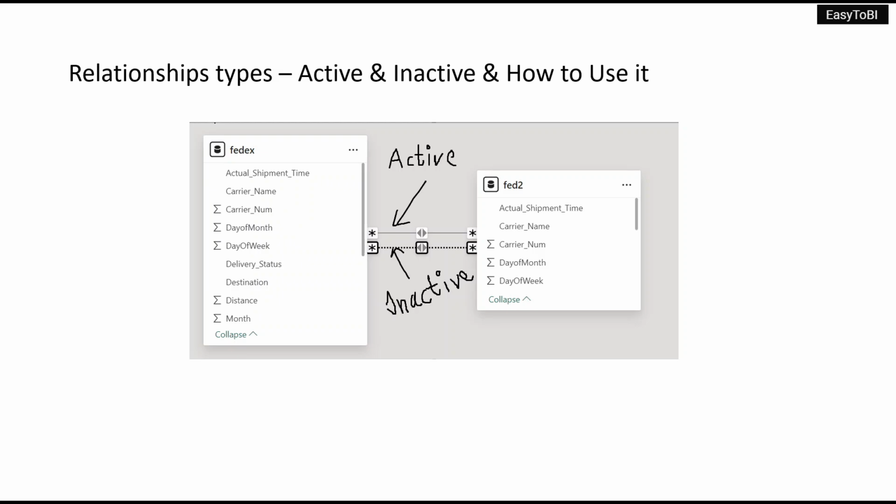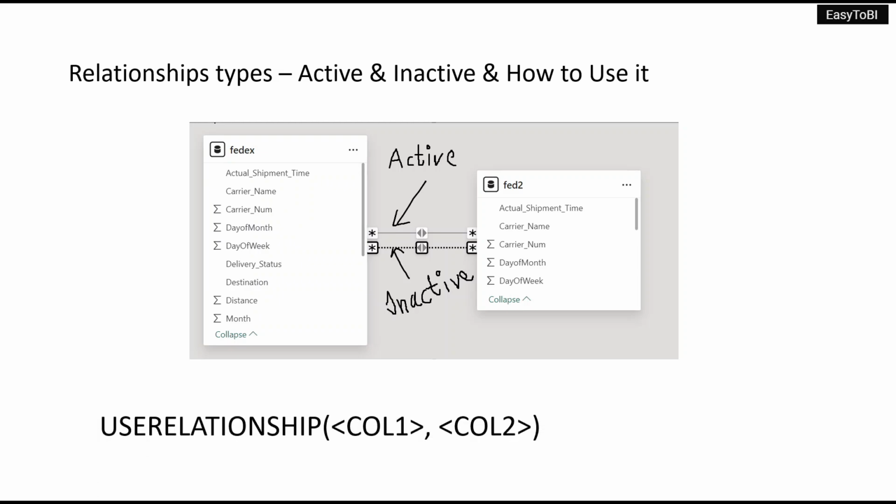Then let's discuss how to use it. There is one function available in Power BI, called the USERELATIONSHIP function in DAX. It takes a column 1 and a column 2 value. On the basis of that, we are able to use an inactive relationship in our Power BI to calculate things.